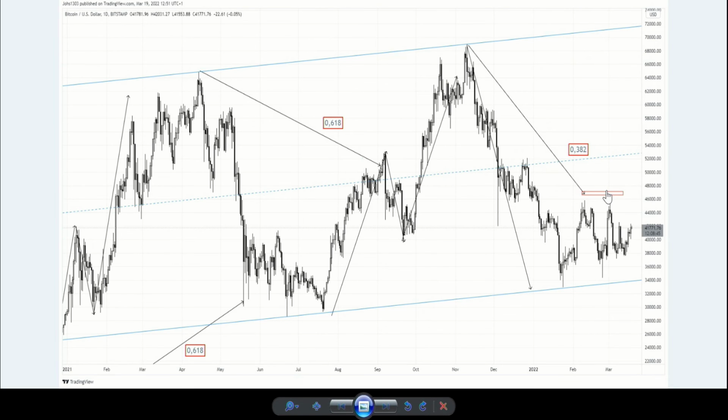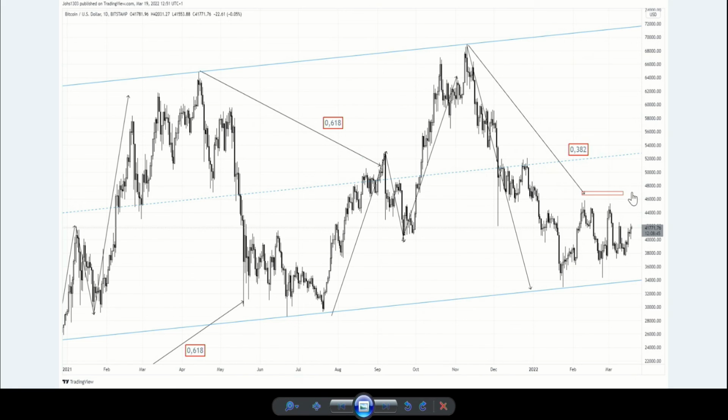Okay, folks, we're going to take a look at Bitcoin right now. As you can see here, the 382 retracement is right around 47,000. We've been as low as around 31,000 right back in here. We've been in this real tight range now between 38,000 and 45,000. If we break above that, you can see the possibility of an A, B, C, D forming up here near the 382.